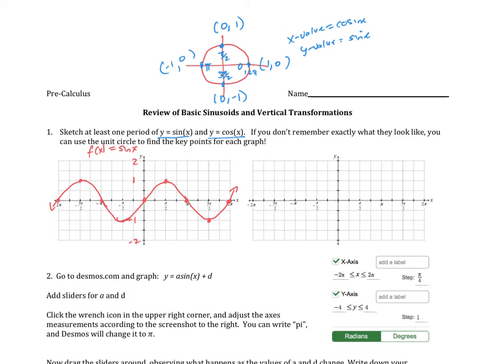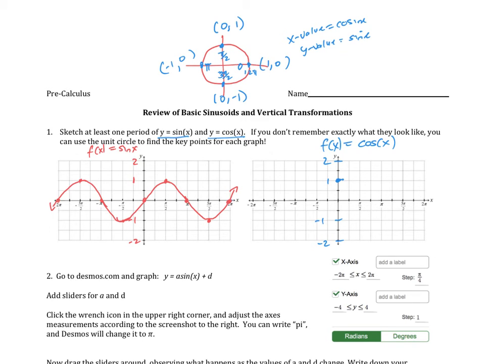Let's graph f of x equals cosine x. So f of x is equal to cosine x. We're going to graph that on the grid on the right. I'm going to put my scale. So I'm going to do 2 squares is 1 unit. And now we're going to go back to our unit circle. So at an angle of 0 radians, the x coordinate is our value for cosine, so that's 1. So we're going to have the point 0, 1.